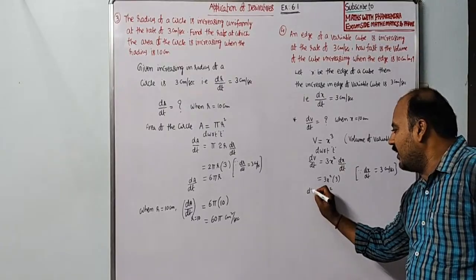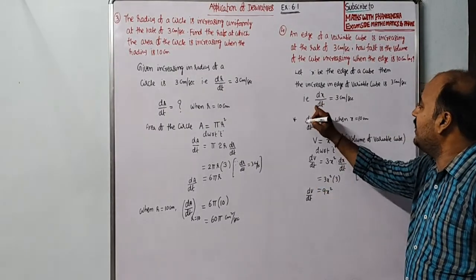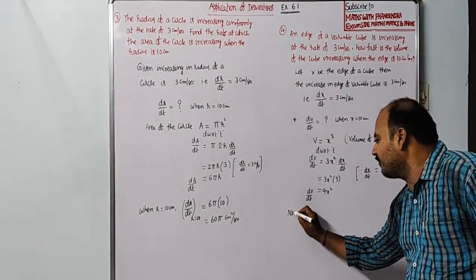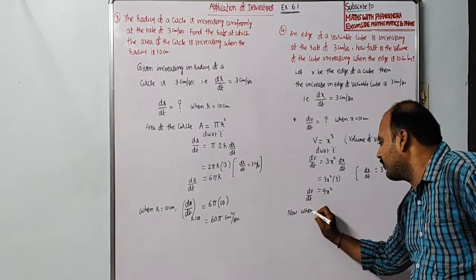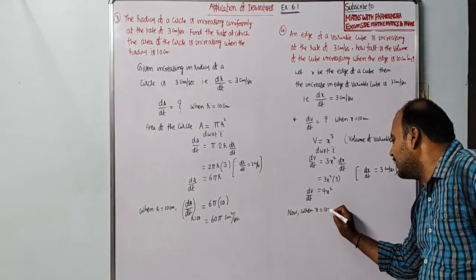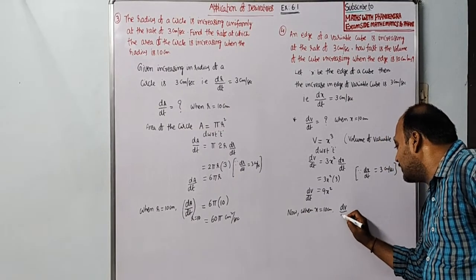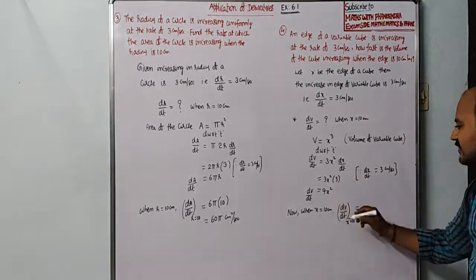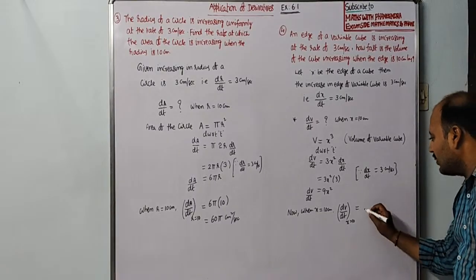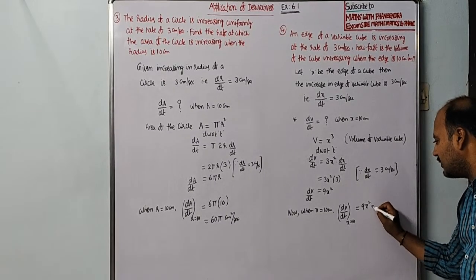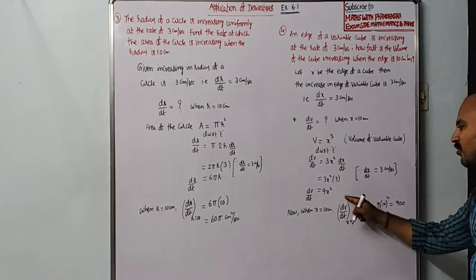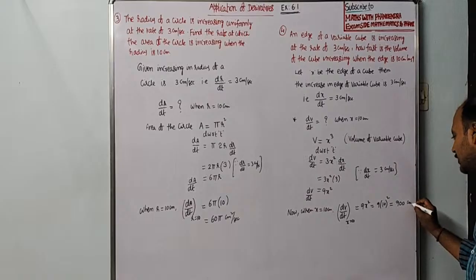So dV by dt. But dV by dt at what value they are asking? 10. So now, when x is equal to 10 centimeter, the rate of change of volume of the cube, when x is equal to 10, wherever x is there, replace with that. So 9x square means 9 into 10 square, that is equal to 900. Volume means centimeter cube per second.